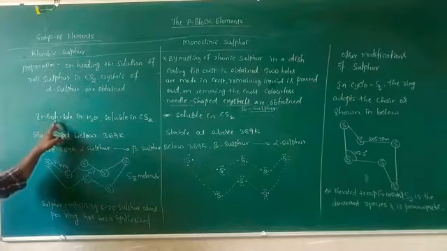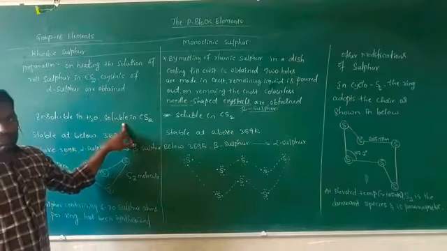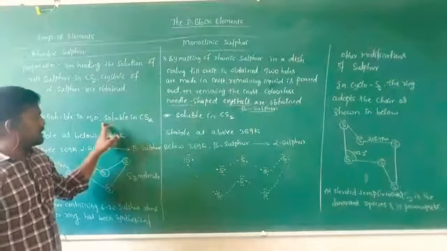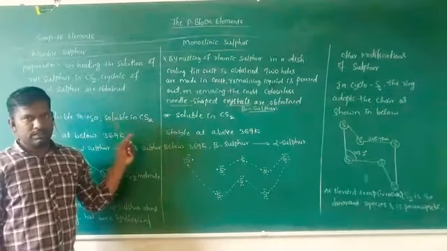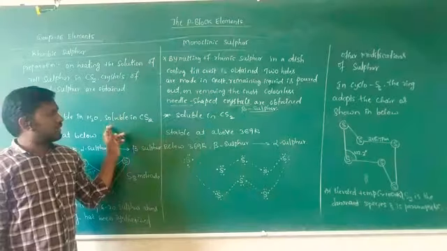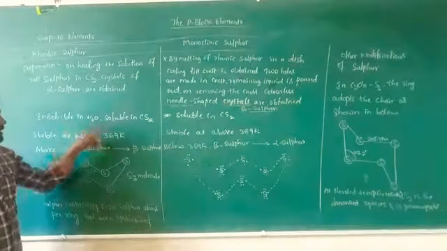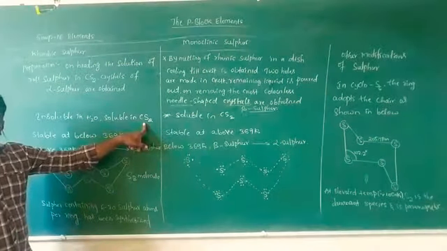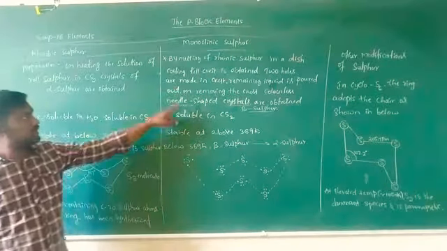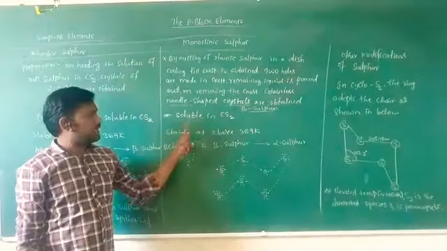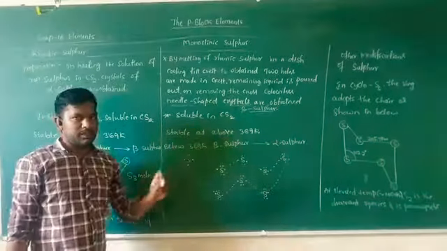Alpha sulfur is insoluble in water but soluble in organic solvents like alcohol, ethanol, benzene, and carbon disulfide. It is readily soluble in carbon disulfide. Like that, beta sulfur is also soluble in carbon disulfide and insoluble in water.